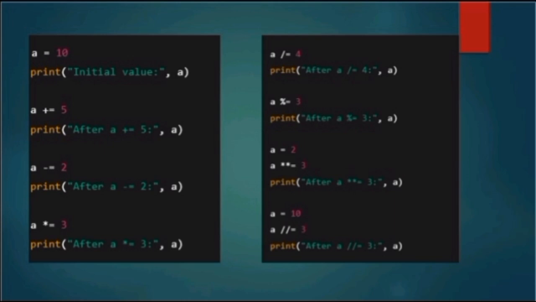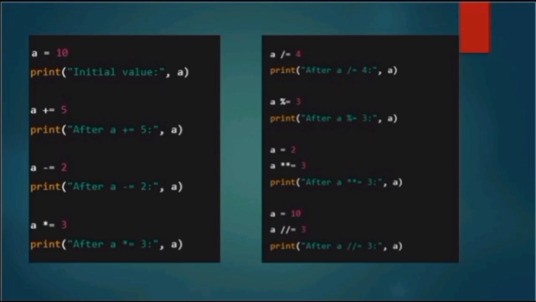Here in the left block, you can see the basic assignment operators. a = 10 initializes a with 10, and a += 5 adds 5 to a, making it 15. a -= 2 means subtracting 2, updating a to 13. And a *= 3 means multiplying a by 3, so it results in 39.